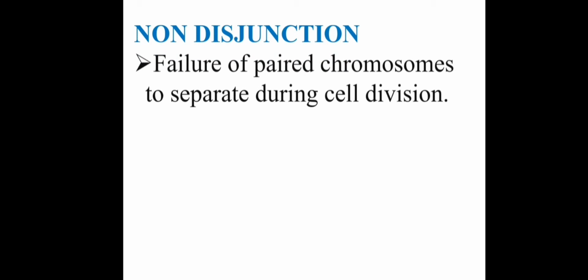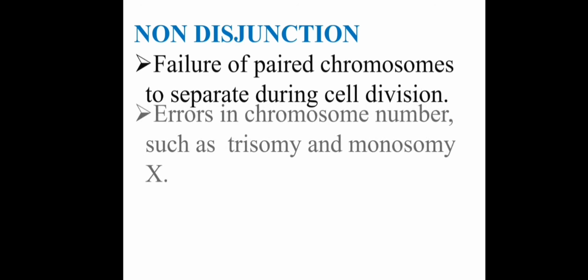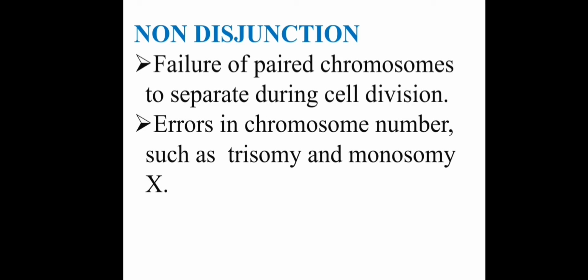Nondisjunction. Failure of paired chromosomes to separate during cell division, so that both chromosomes go to one daughter cell and none go to the other, is called nondisjunction. Nondisjunction causes errors in chromosome number, such as trisomy 21 Down syndrome and monosomy X Turner syndrome. It is also a common cause of early spontaneous abortions. Example, Down syndrome.